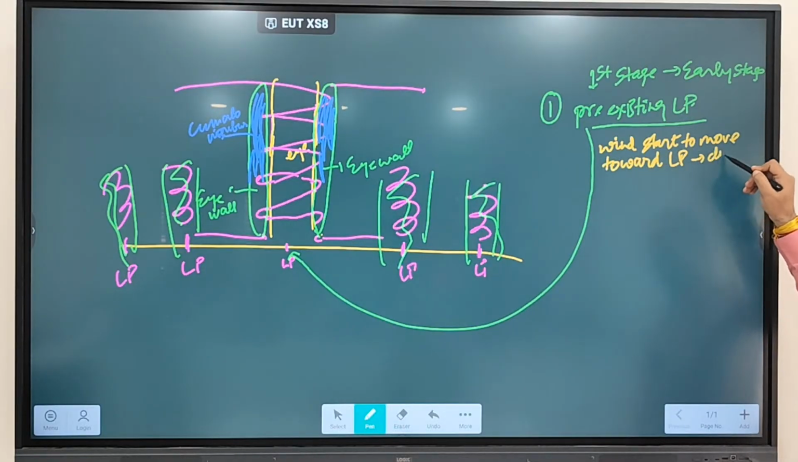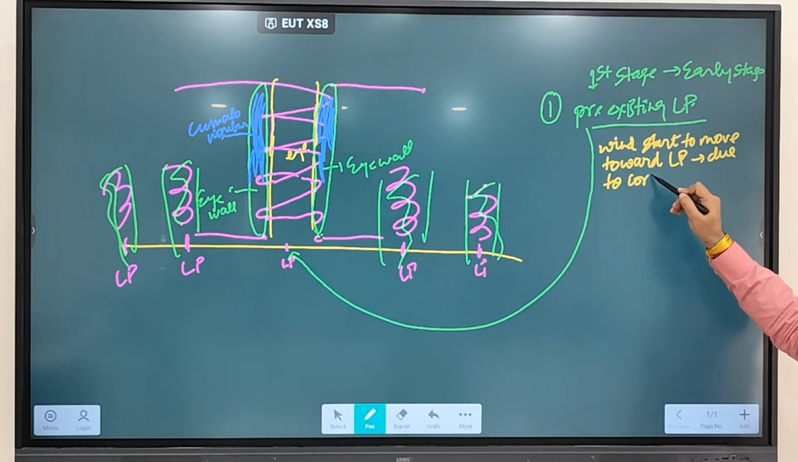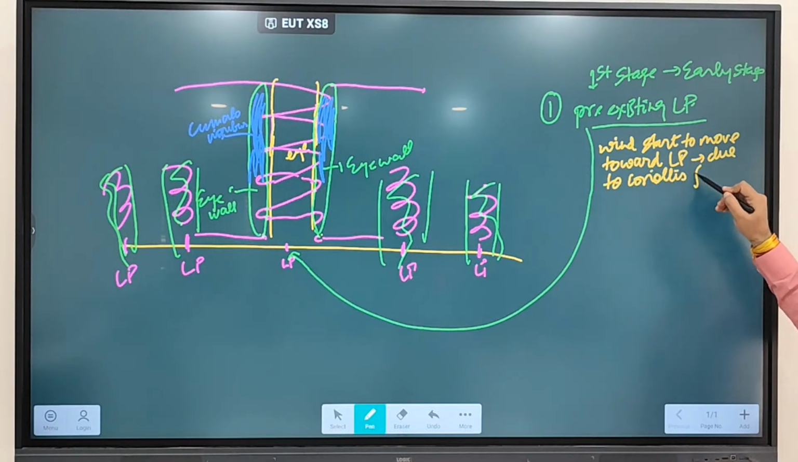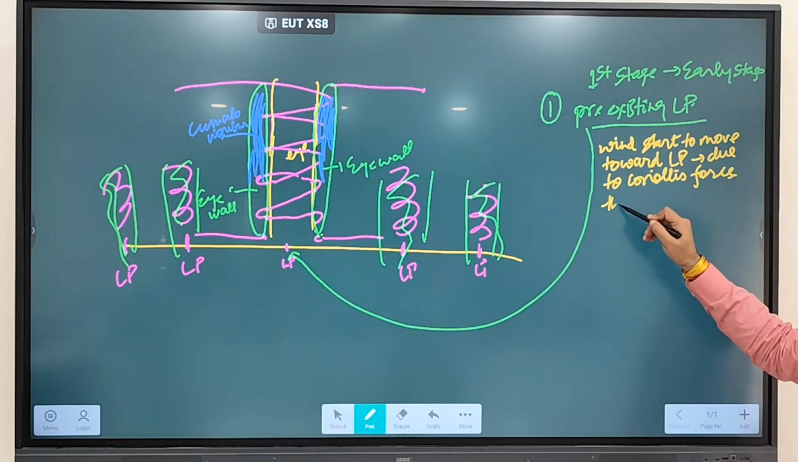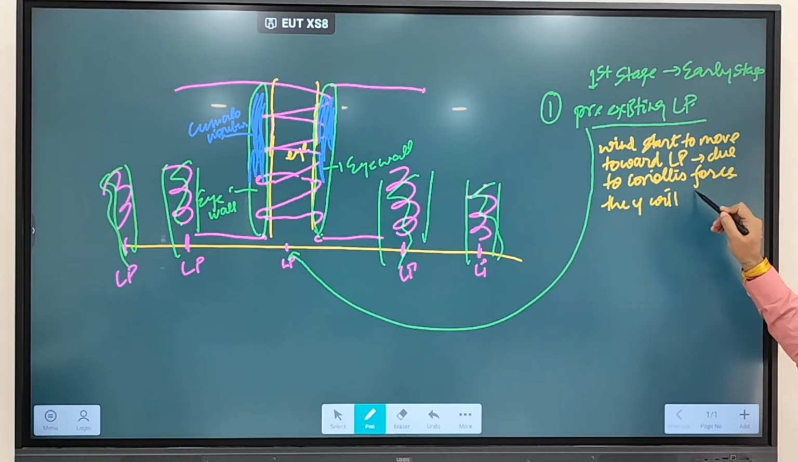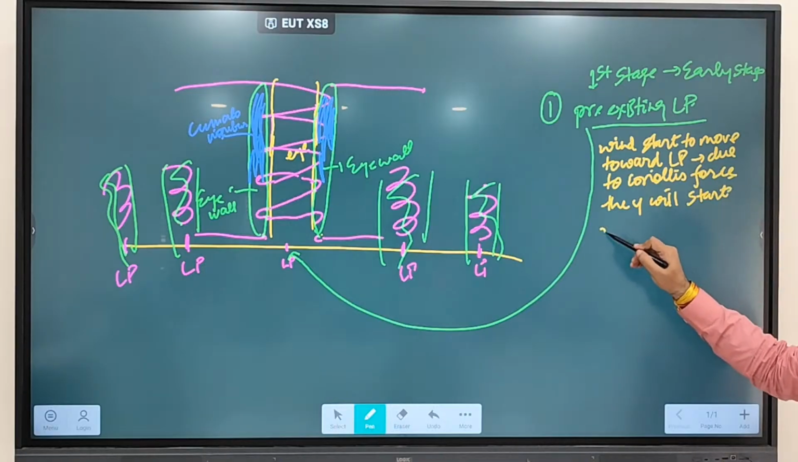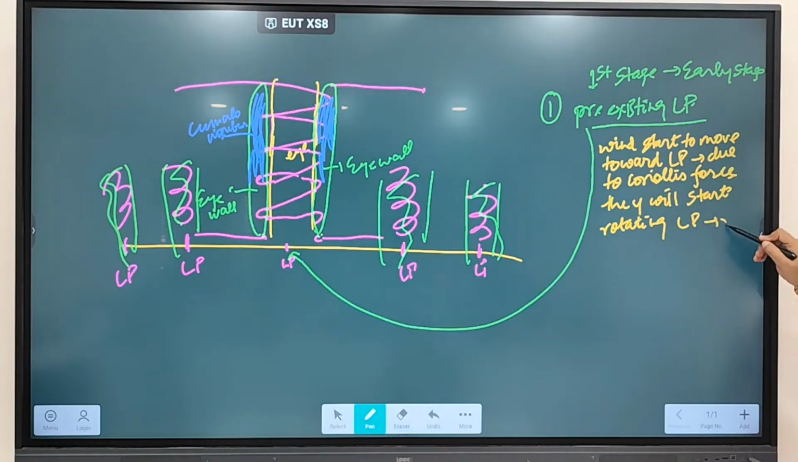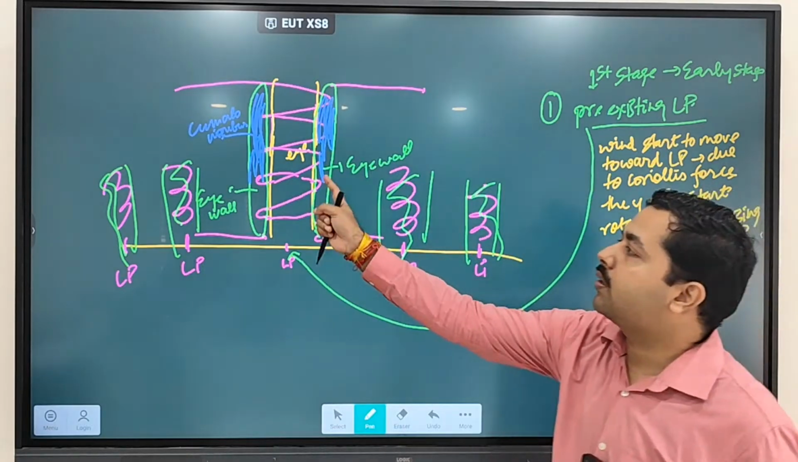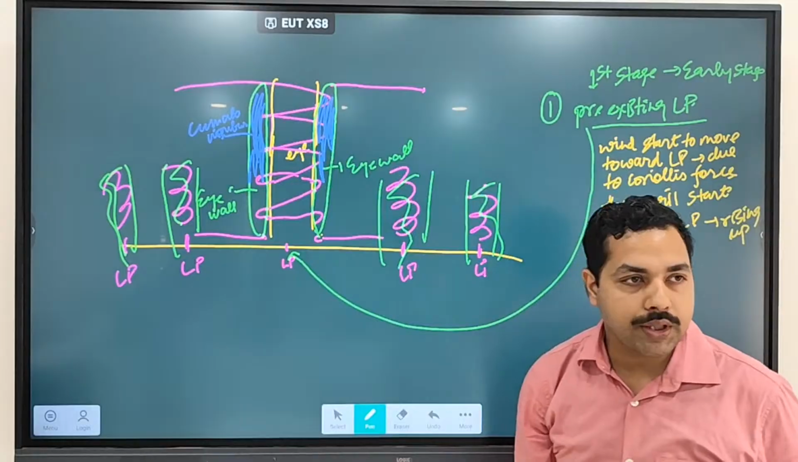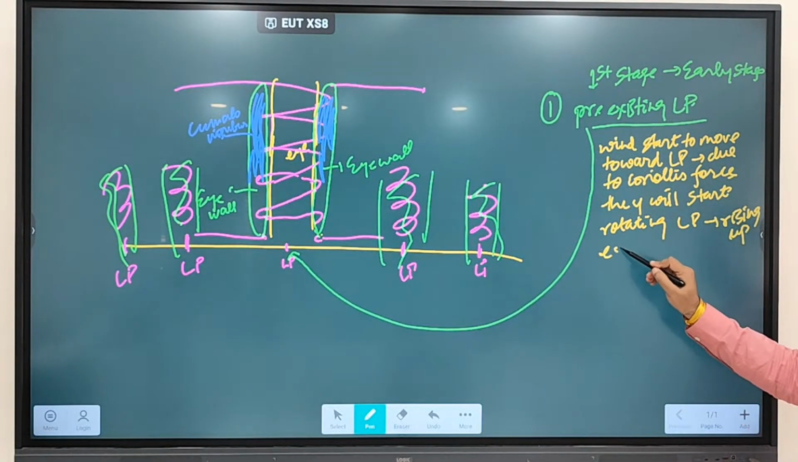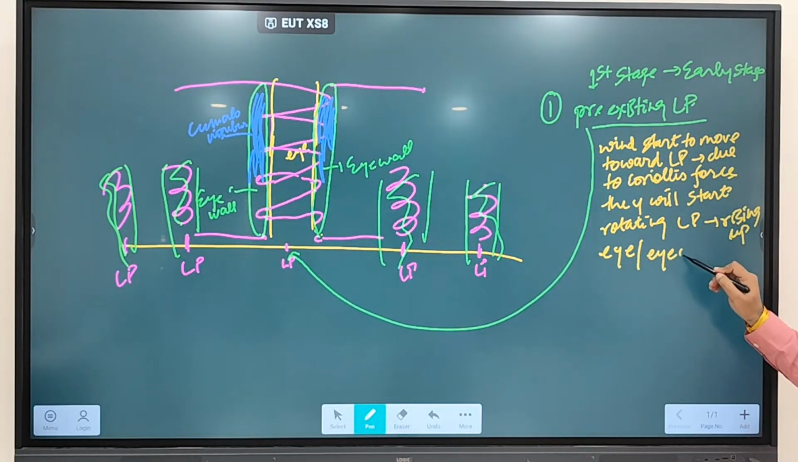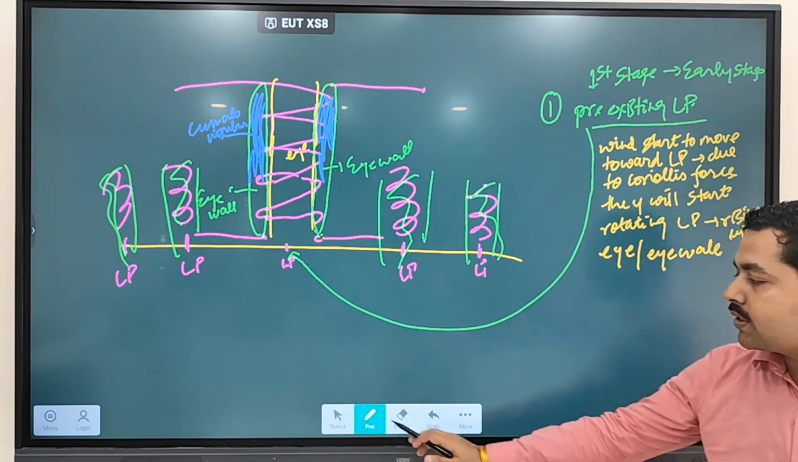and due to the Coriolis force, they'll start rotating around this low pressure center and start to rise up. Clear? So they will start rotating around this low pressure center, and start to rise up, forming the eye and eye wall region. Then the second stage is going to be what?